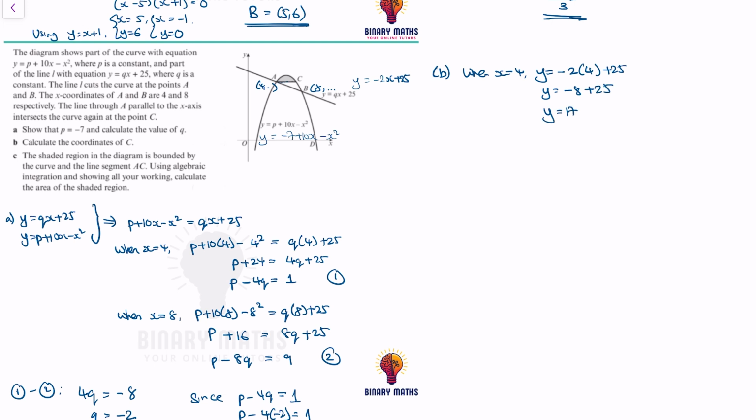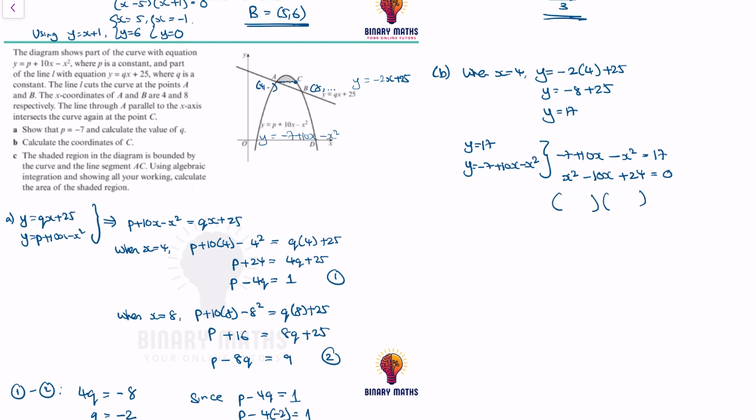So that line is y is equal to 17. To find C, we're trying to find where the line y is equal to 17 and the curve intersect, so we have to solve it simultaneously. Y is equal to 17 is a straight line from A to C, and the curve has equation y is equal to minus 7 plus 10x minus x squared. If we solve it simultaneously, I get minus 7 plus 10x minus x squared is equal to 17. Take everything to the right hand side, I get x squared, take away 10x plus 24 is equal to 0.